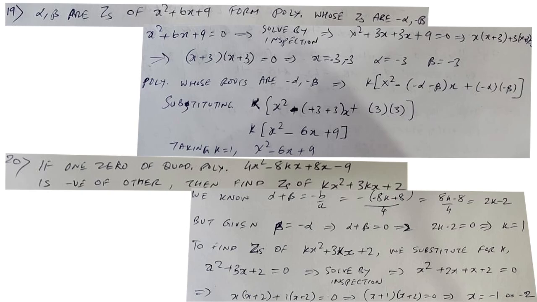Okay, once you get k is equal to 1, the zeros of kx squared plus 3kx plus 2, we substitute for k equal to 1, we get x squared plus 3x plus 2. You can solve this by inspection. You can split 3x as 2x plus x, okay, and you will get (x plus 1) into (x plus 2) is equal to 0. So either x is equal to minus 1 or it is minus 2.